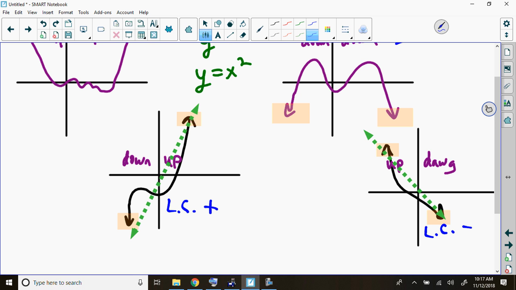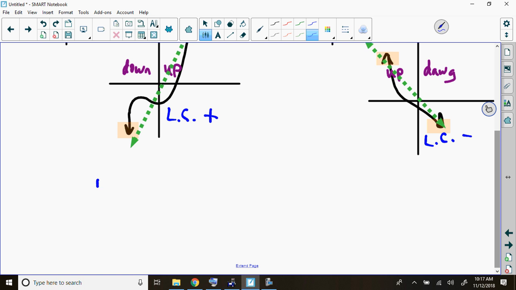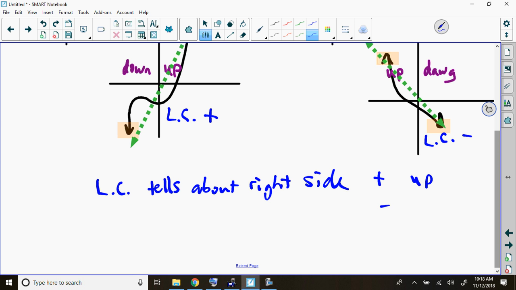You might want to make a note to self about this. The leading coefficient tells you what the graph does on the right. The leading coefficient tells about the right side. Positive means it's going up, negative means it's going down. But that's just on the right side.